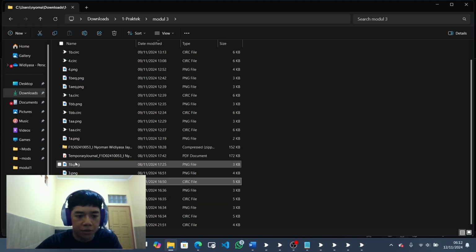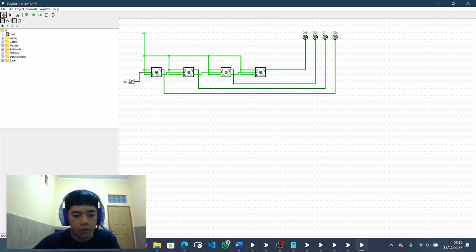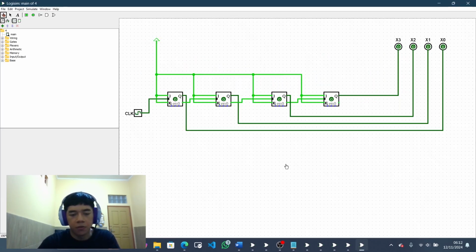So the circuit, and if I can find it, this is number 4. Basically the same principle as before. I'm gonna start the simulation here. Yeah, it counts up until all of these are 1, 1, 1, and 1, which in binary is 15. So because this involves 4 JK flip-flops, it can store up to 4 bits of data.